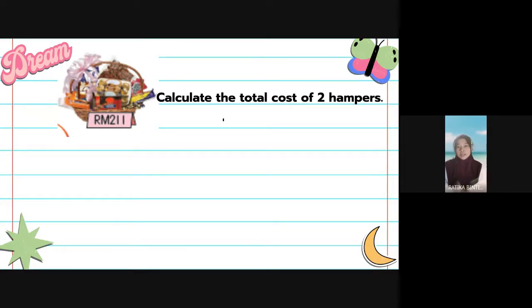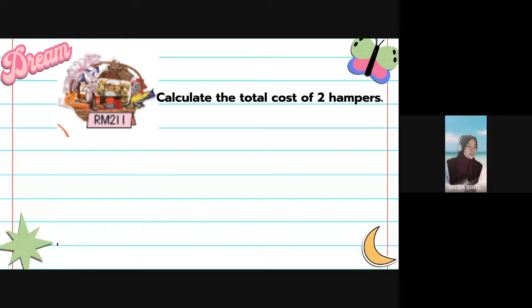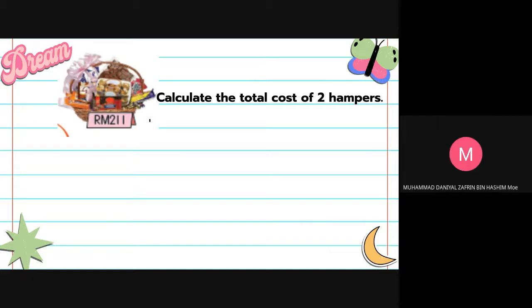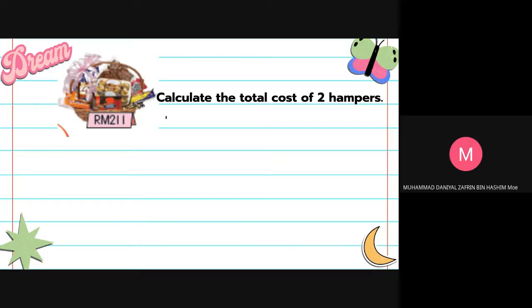What if 2 hamper? Okay, kalau 2 hamper macam mana? Apa ayat matematik? What is the number sentence? Can someone please tell me what is the number sentence for this situation? They give you the cost of one hamper here and ask you to calculate the total cost of 2 identical hamper. So the price of both hamper is the same. So what is the number sentence? Who can tell me?